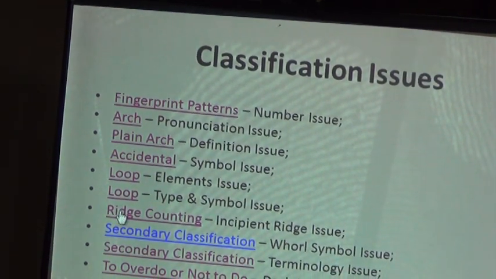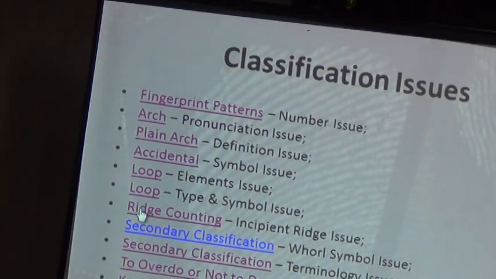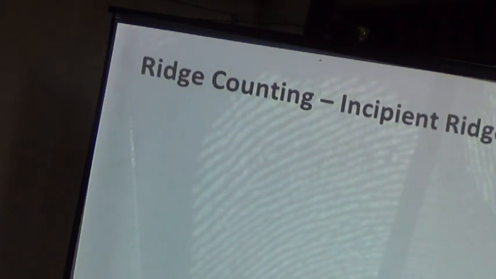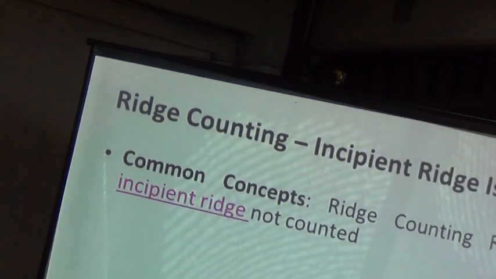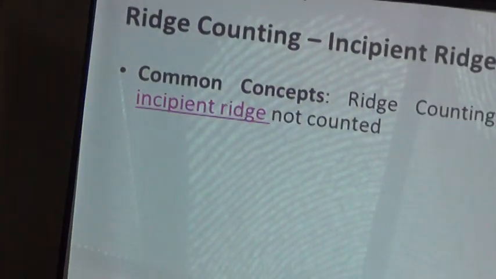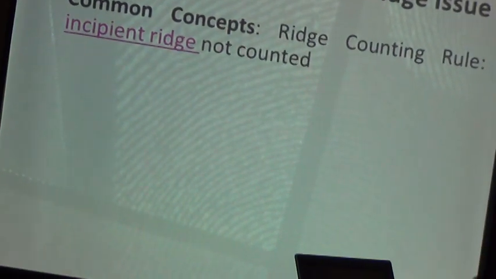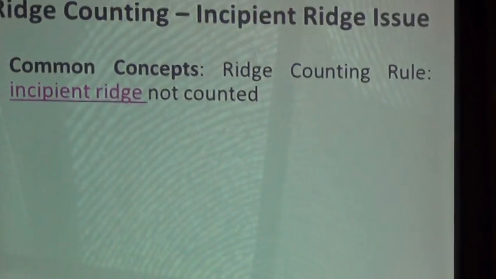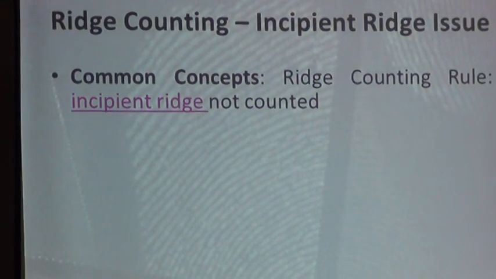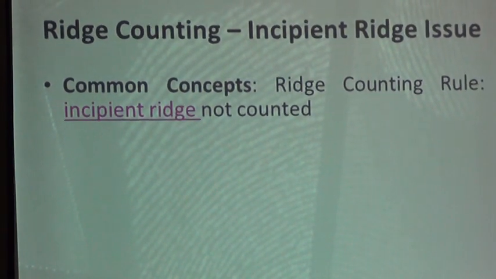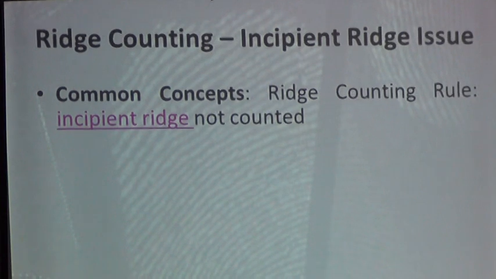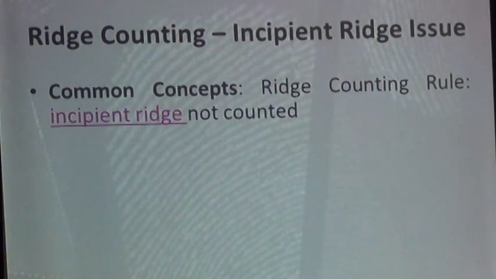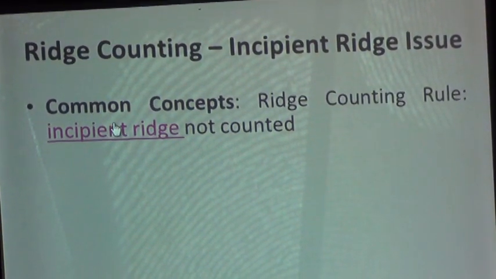The next issue is about ridge counting. I think this may surprise you. Ridge counting, incipient ridge issue. Common concepts, ridge counting rule, incipient ridge not counted. I'm after the terminology, the use of the terminology ridge, incipient ridge in classification, because there is no doubt that incipient ridge is included in the parlance of fingerprint identification. But as to the issue on whether it is included in classification, let us see. Let us first consider what is incipient ridge.